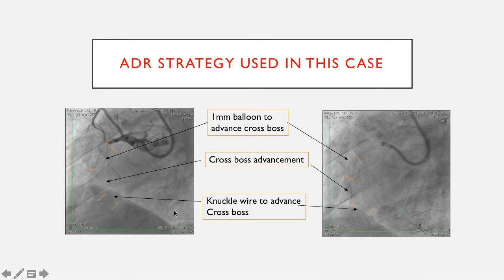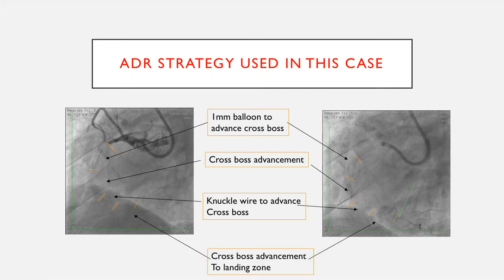And then we used a knuckle wire to advance Crossbars. As Crossbars was stuck here, I used a knuckle to cross this point, and again advanced Crossbars, and then we advanced Crossbars to the landing zone. So this is the crossing strategy which I used in this case.